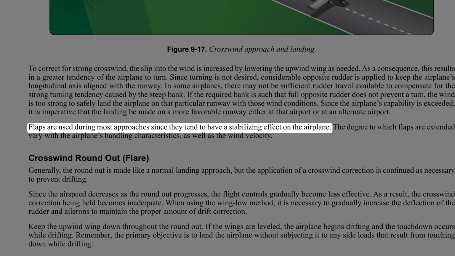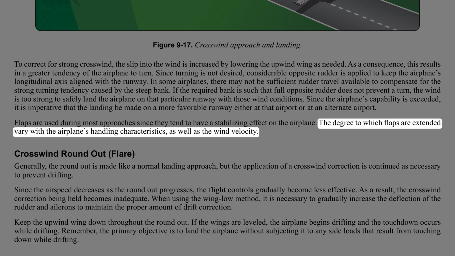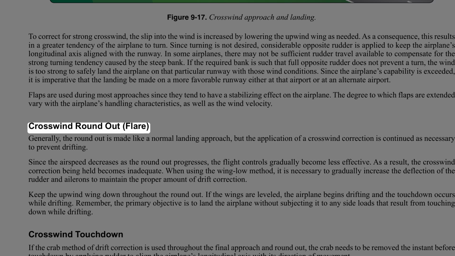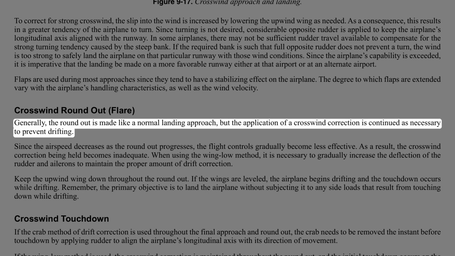Flaps are used during most approaches since they tend to have a stabilizing effect on the airplane. The degree to which flaps are extended varies with the airplane's handling characteristics, as well as the wind velocity. Crosswind round out, flare. Generally, the round out is made like a normal landing approach, but the application of a crosswind correction is continued as necessary to prevent drifting.